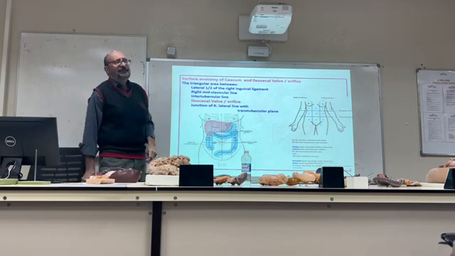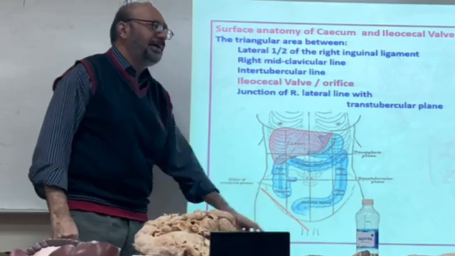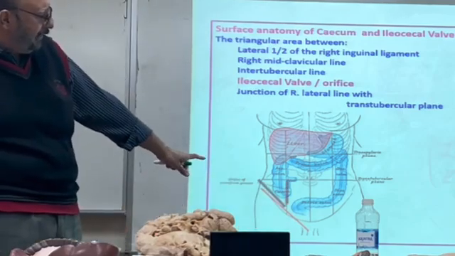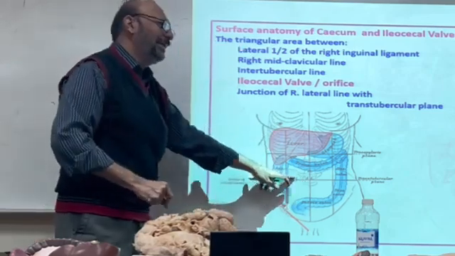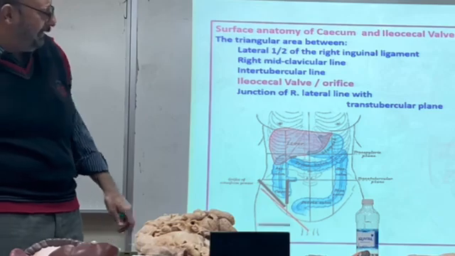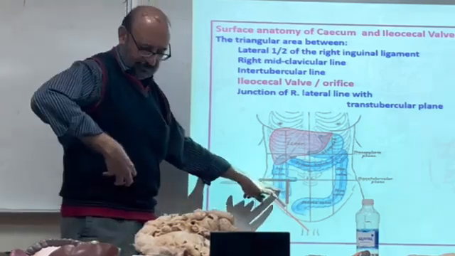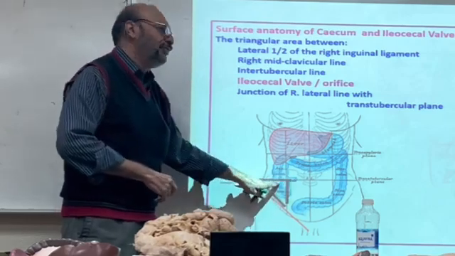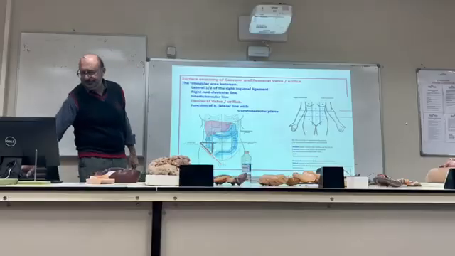Cecum, what is the surface anatomy of the cecum? Here we have the inguinal ligament. On the lateral half, make one line, another line here, the mid-clavicular line, and a third line here, the intertubercular line. This triangle is responsible for obtaining my cecum, whereas the ileocecal junction is at the junction of these two lines, mid-clavicular and intertubercular.